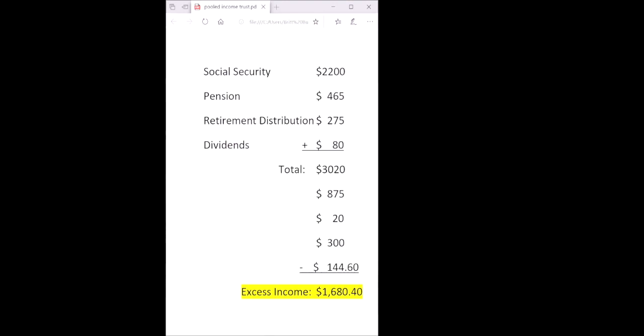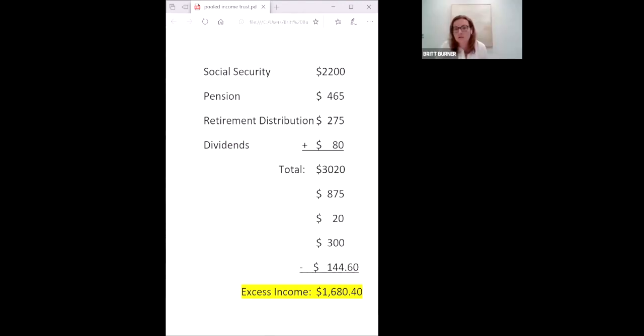Does Burner Law do pooled trusts? Burner Law does work with clients to set up pooled income trusts. This is something that we do for most, if not all, of our community Medicaid, home care Medicaid applicants, and we do it for others as well.